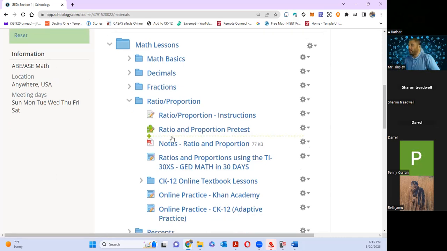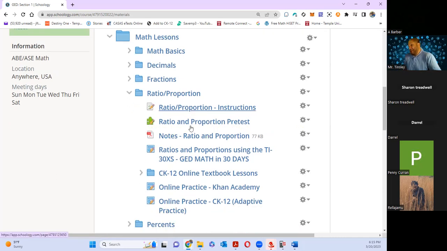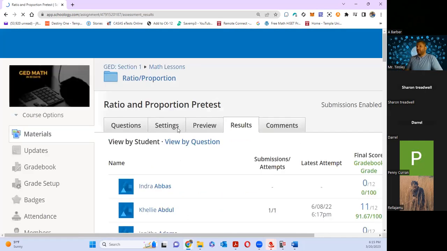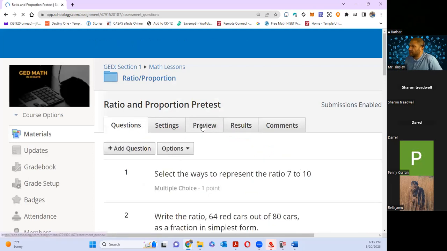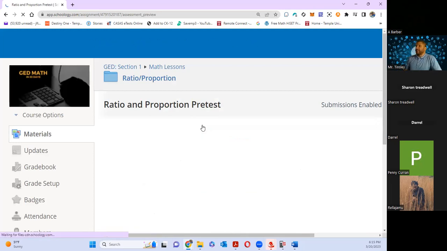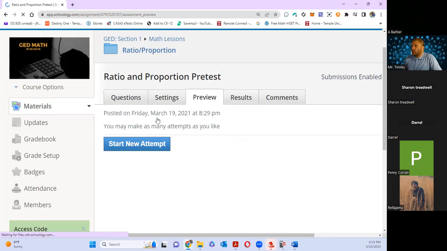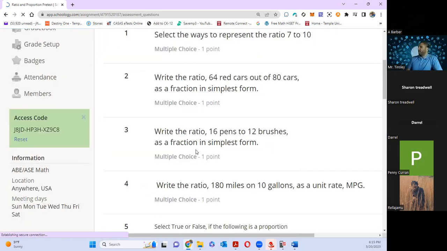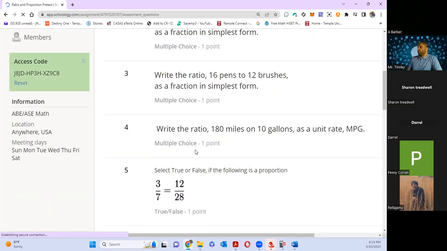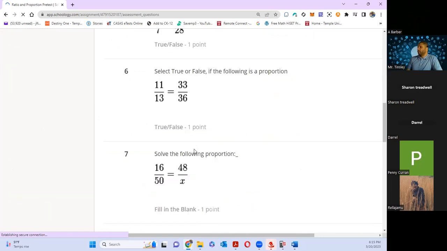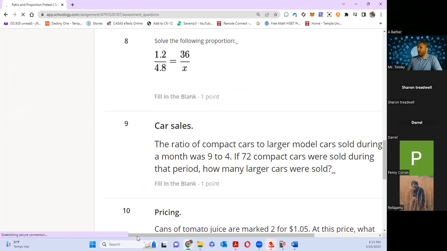All right. So for example, let's just look at one. Let's see ratio and proportion. Let's go to preview, and I'm just going to pick one. We have to do a question. We'll look at the question, that way I can skip through it. Okay, here we go. Number 6.